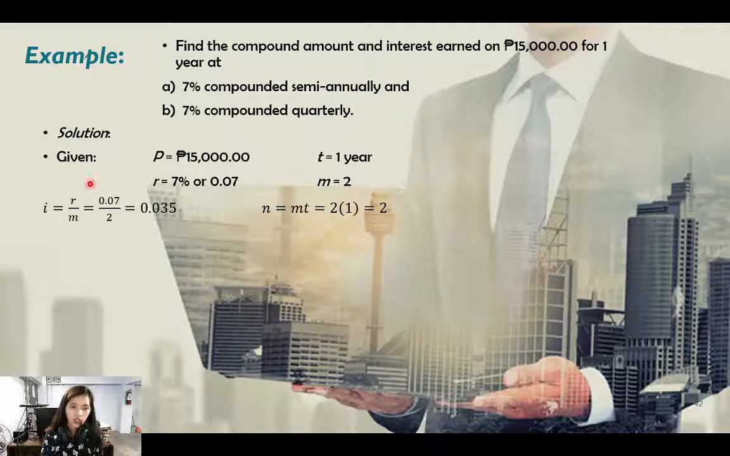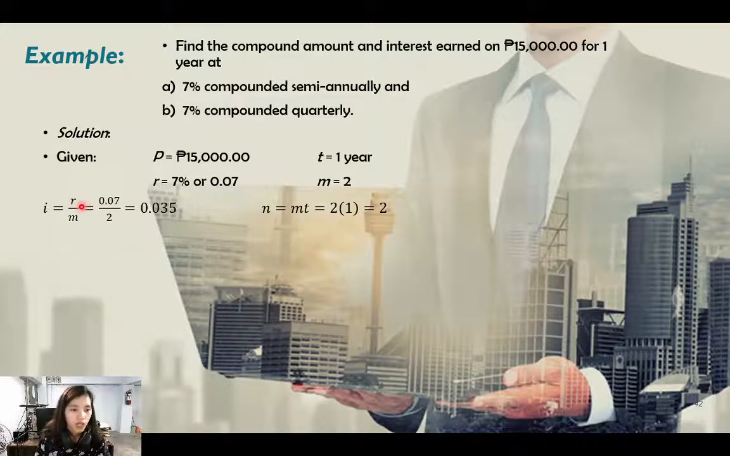So, these are the solution. The given are 15,000. The rate is 7% or 0.07. The time is 1 year. And the M is 2 for semi-annually. So, ito yung formula for finding the I. Kasi ang hinahanap ay find the compound amount and interest. So, hanapin natin yung interest. Hanapin muna natin yung I, tsaka N. Hanapin muna natin yung total number of conversion, tsaka yung periodic rate.